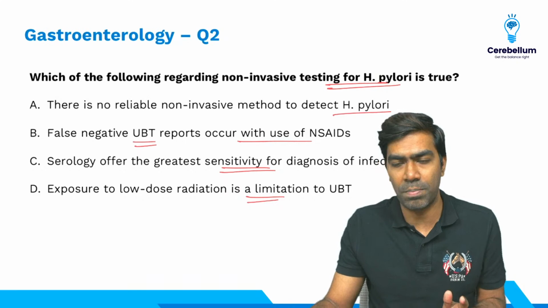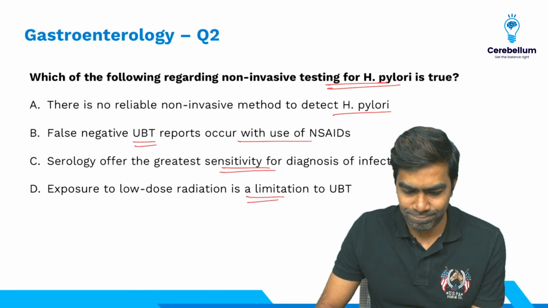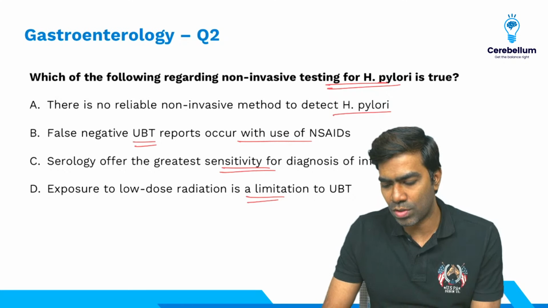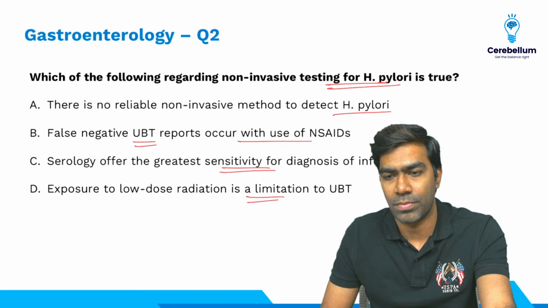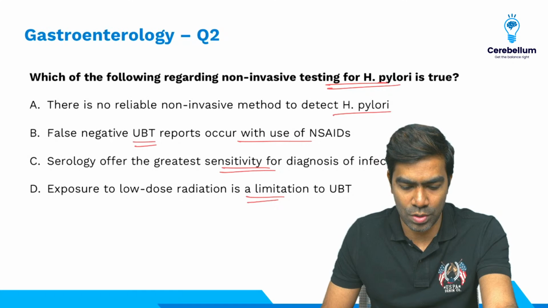So what is the right answer? No reliable non-invasive method to detect H. pylori. False negative urea breath test occurs in the use of NSAIDs. Serology offers the greatest sensitivity for the diagnosis of infection. Exposure to low-dose radiation is a limitation of urea breath test. Ten seconds for you guys.